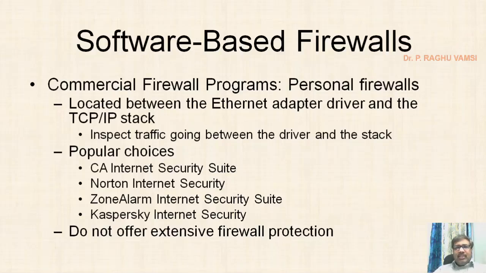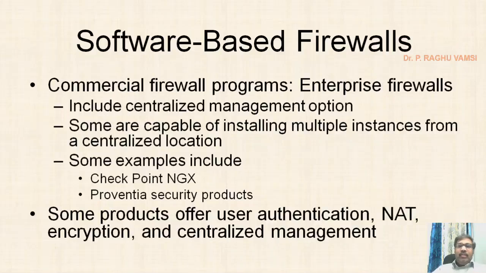Personal firewalls are located between the Ethernet adapter driver and the TCP/IP stack, and they inspect the traffic going between the driver and the stack. The popular choices, if you want your own personal firewall other than the operating system provided firewalls, are CA Internet Security Suite, Norton Internet Security, Zone Alarm Internet Security Suite, and Kaspersky Internet Security. These are software-based firewalls, especially for personal settings. But these firewalls do not offer extensive firewall protection, and we may go for commercial firewalls at the enterprise level, which include centralized management options.